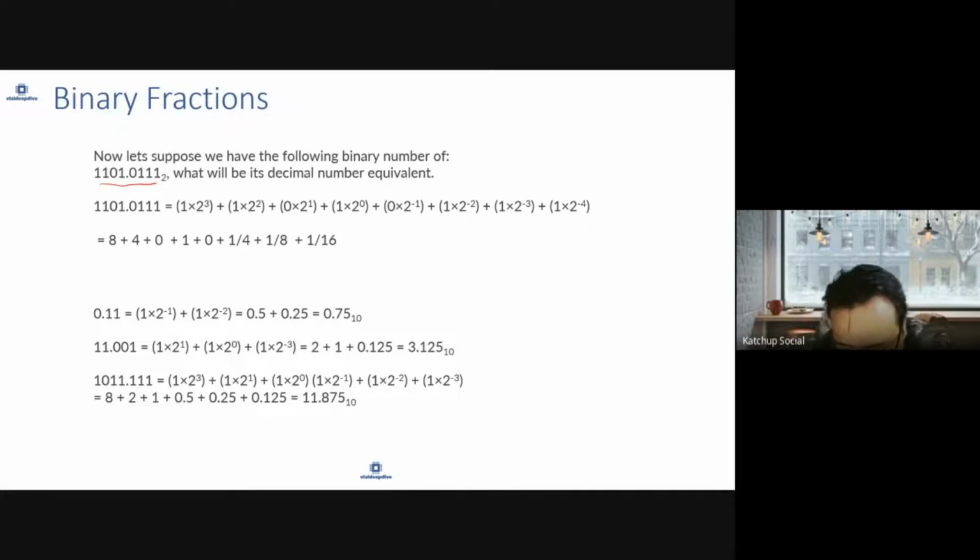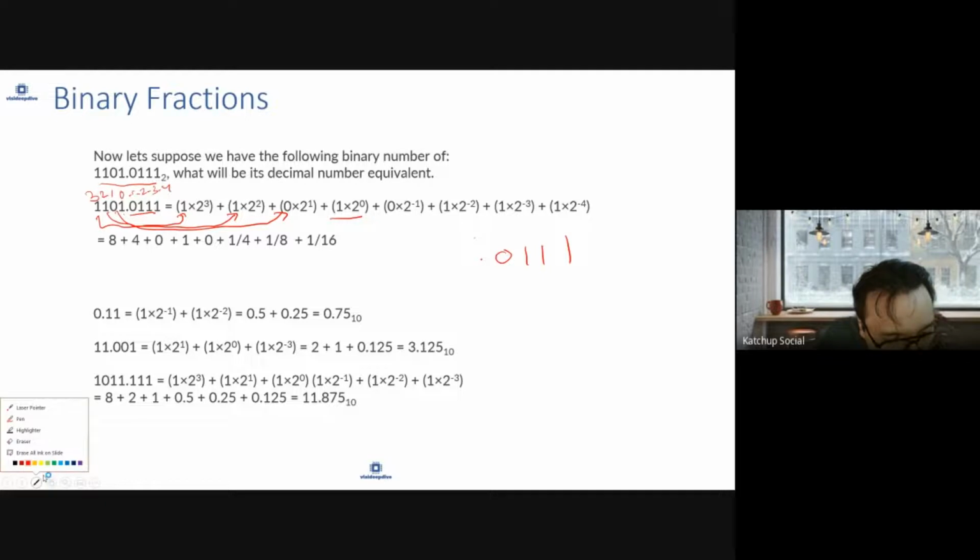Let's understand this. So this is 0. This is left of the decimal: 1, 2, 3. This will be minus 1, minus 2, minus 3, and minus 4. So this becomes 1 into 2 raised to power 3, then 1 into 2 raised to power 2, 0 into 2 raised to power 1, and of course 1 into 2 raised to power 0. Okay. Now the last four digits, which are 0, 1, 1, 1.